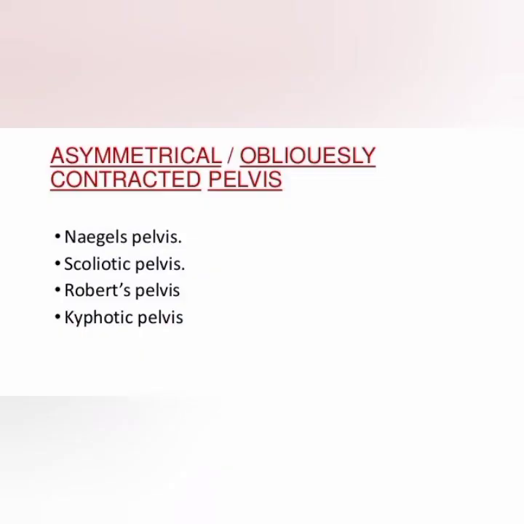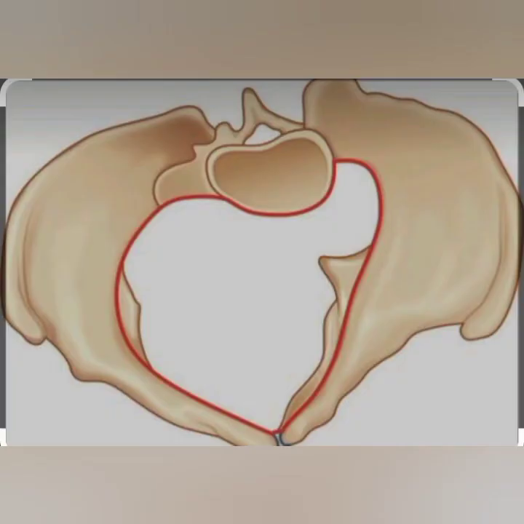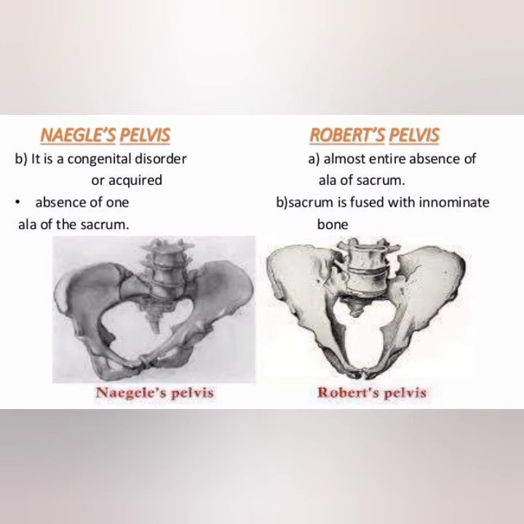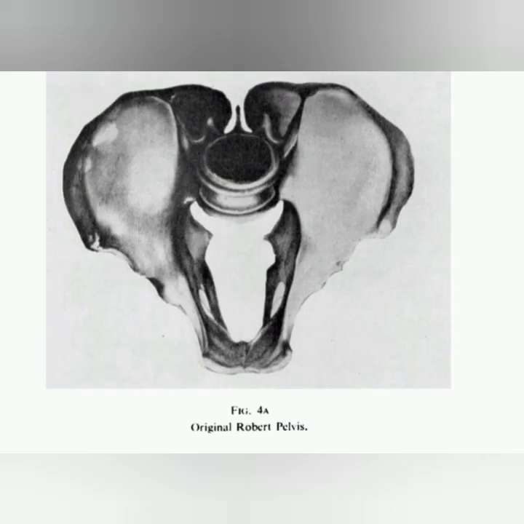Other types of asymmetrical pelvis are Naegele's pelvis, scoliotic pelvis, Robert's pelvis, kyphotic pelvis. I will also be discussing about the difference between Naegele's pelvis and Robert's pelvis. Naegele's pelvis is a congenital disorder or acquired. Here there is an absence of one ala of sacrum. In the Robert's pelvis there is absence of both ala of sacrum. The sacrum is fused with innominate bone.